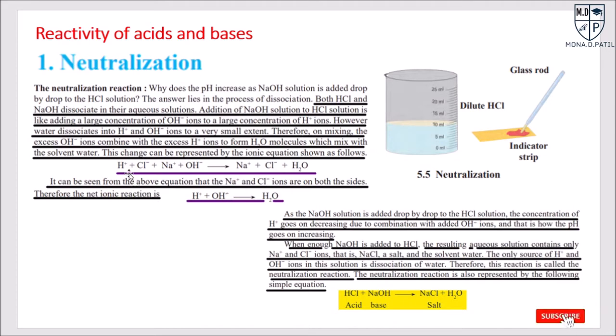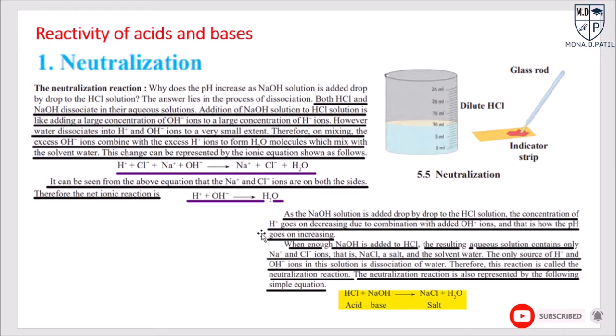Here, H plus Cl minus, meaning hydrochloric acid, plus sodium hydroxide, gives Na plus Cl minus plus H2O, meaning water. It can be seen from this equation that sodium plus and chlorine minus ions are on both sides. Okay. So H plus and OH minus form the H2O. Therefore, the net ionic reaction is what? H plus plus OH minus gives H2O.